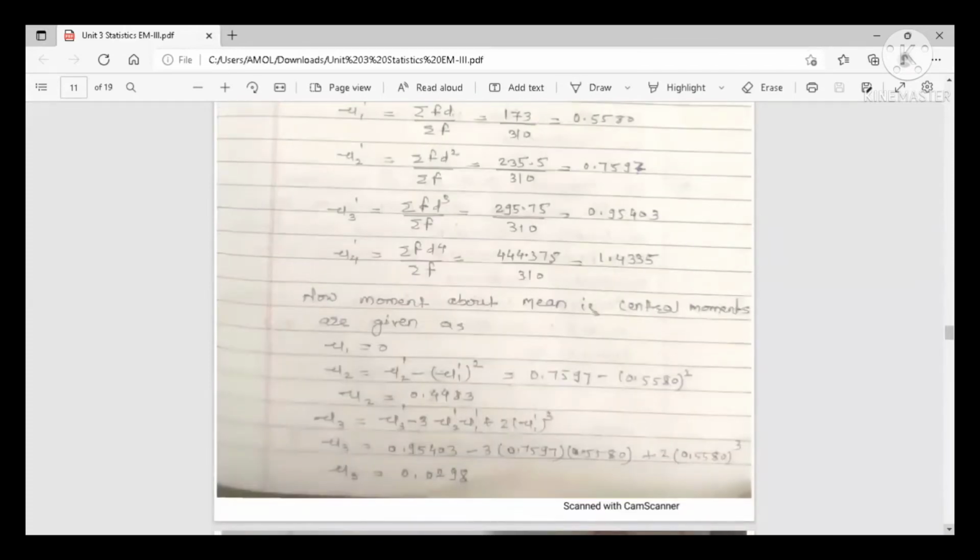Now from these raw moments you can find the central moments, that is, the moments about the mean. You know the relation between central moments and raw moments. The first central moment mu1 is equal to 0, it is always 0. Mu2 is equal to mu2 dash minus mu1 dash whole square. Put the values of mu2 dash and mu1 dash, and the calculated value of mu2 is 0.4483. Similarly, find mu3 and mu4.